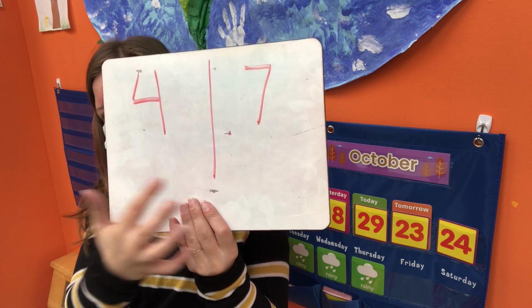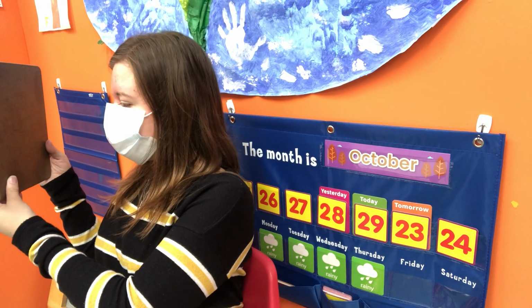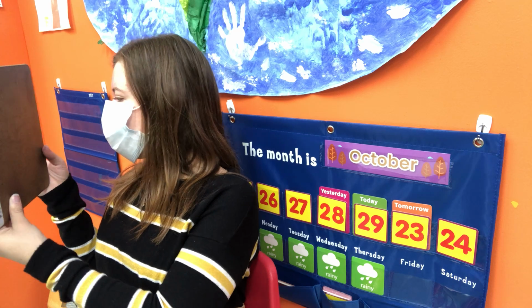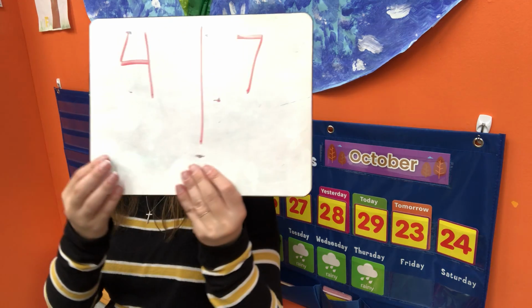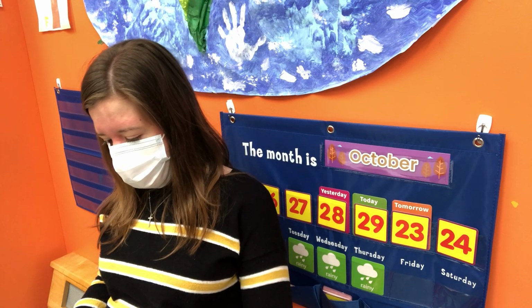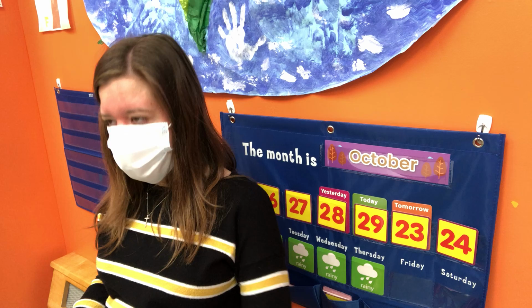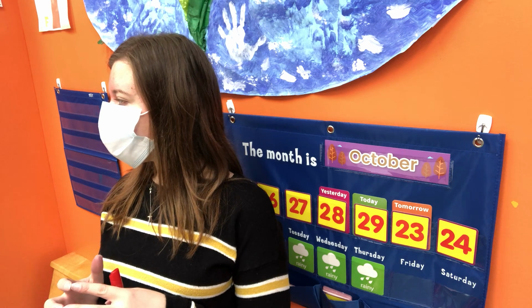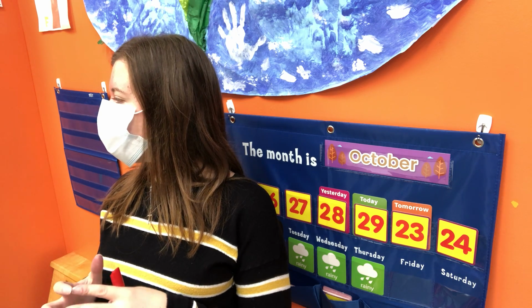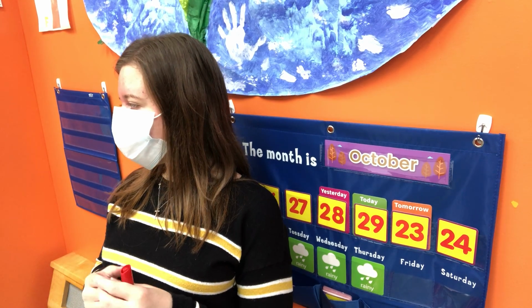So 7 is bigger and 4 is smaller. Like me, 4, yes. So 4 is smaller and 7 is bigger. So next, let's count all my friends.